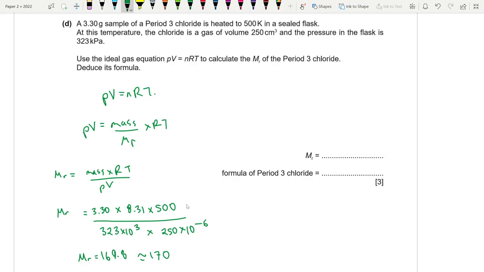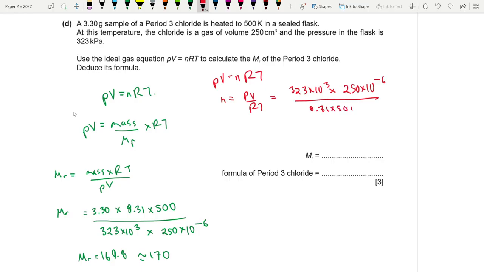Now, basically what they did was they did this separately, actually, guys. They didn't do it my way. They wrote PV = nRT, so n is equal to PV by RT, or basically 323 times 10 to the power 3 times 250 times 10 to the power minus 6 divided by 8.31 times 500. So they get a value of n equal to 0.0194. Then they just did this. You know that moles equals mass by Mr. So Mr is equal to mass by moles, which gives us the same answer essentially.